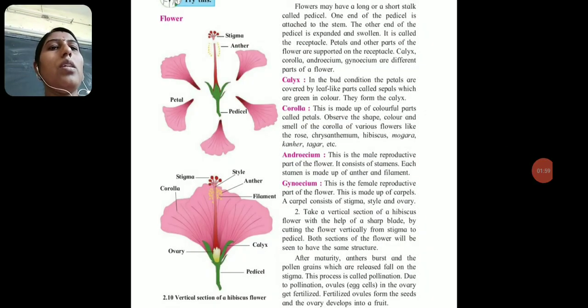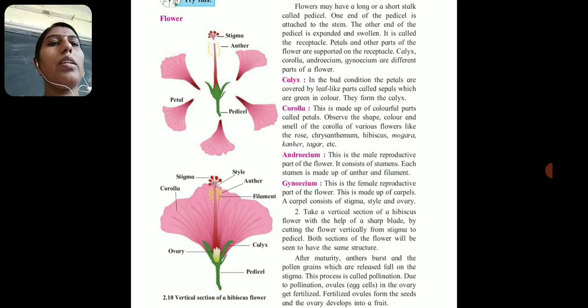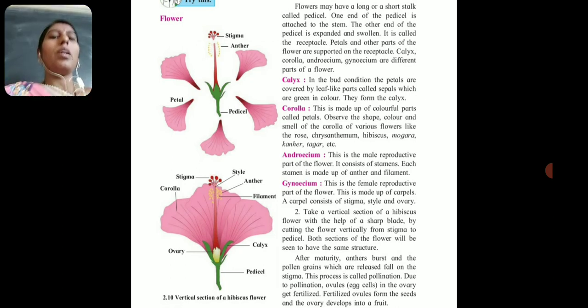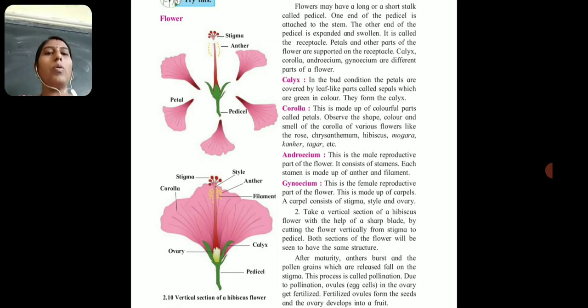So here you can see each part, children. That is the calyx, leaf-like parts called sepals, and they form the calyx. Next to that, the corolla is there, which is the colorful part of the flower, and it forms the petals. If you observe different flowers, the shape, color and smell of the corolla are different. So rose is different, hibiscus is different, mogra is different; their corolla is different, smell is also different. Now next, the androecium and gynoecium.